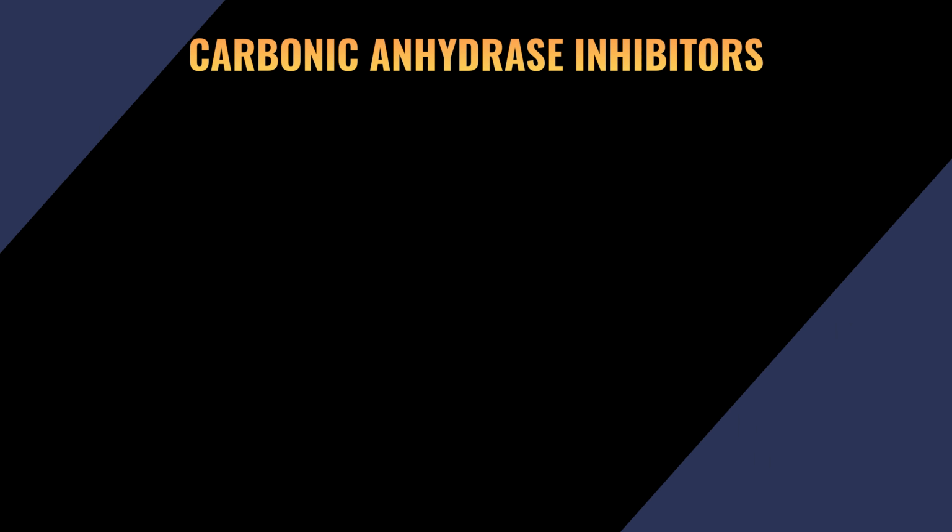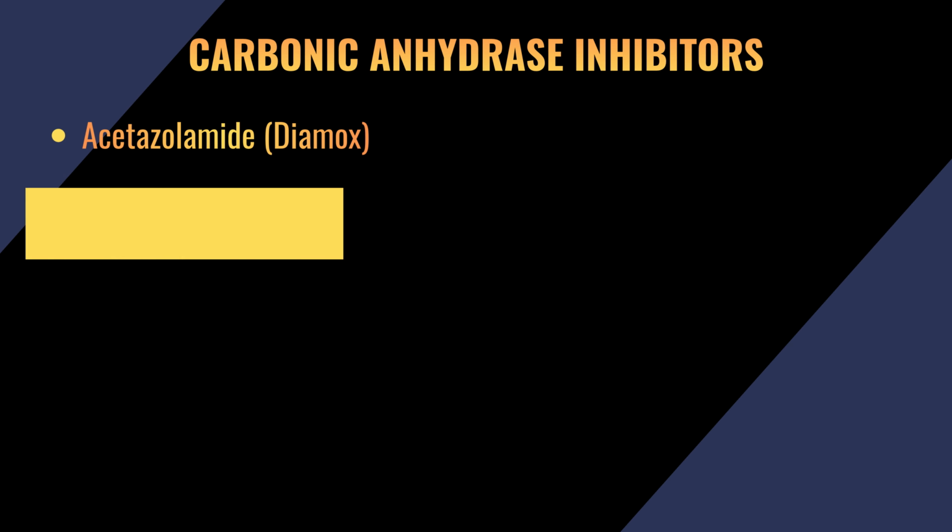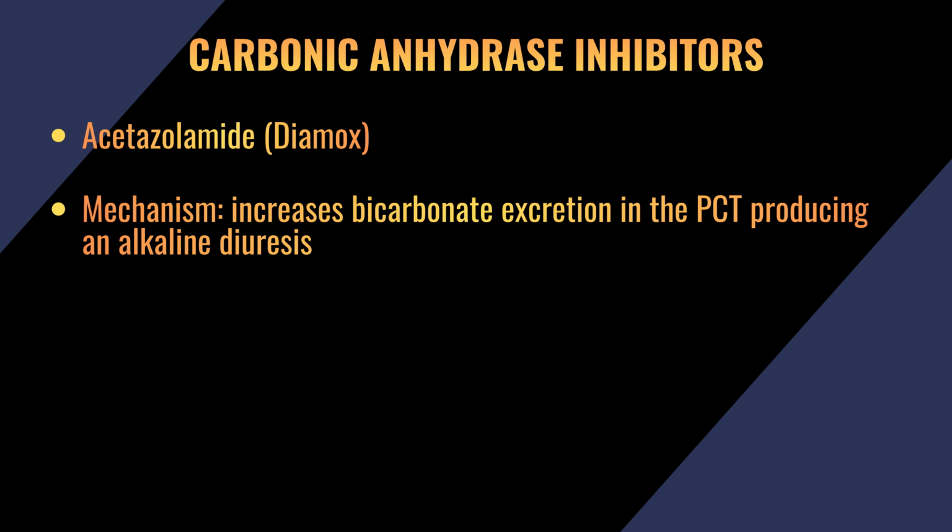The fourth class of diuretics to discuss are the carbonic anhydrase inhibitors. The one drug in this class is acetazolamide. There are a few others, but they are either rare or topical eye drops. Acetazolamide is the only one worth learning at this point. This class increases bicarbonate excretion in the proximal convoluted tubule, leading to an alkaline diuresis.